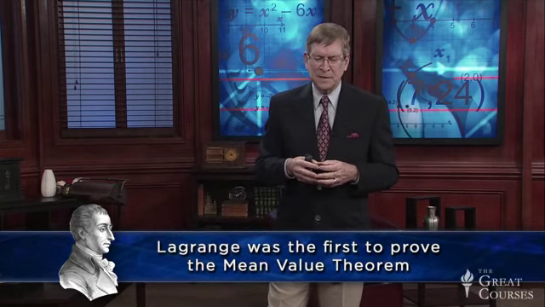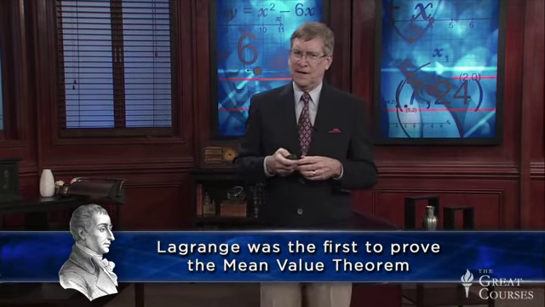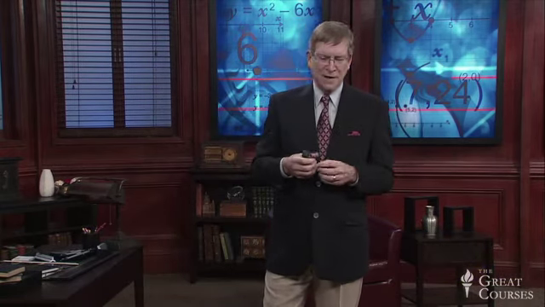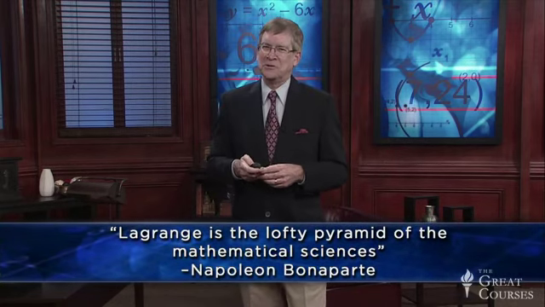Lagrange was also the first one to prove the famous mean value theorem of elementary calculus. He was born in Italy and moved to Germany, but then he lived most of his life in France. In fact, Napoleon Bonaparte really thought Lagrange was a phenomenal mathematician, and he was. In fact, he called Lagrange the lofty pyramid of the mathematical sciences.